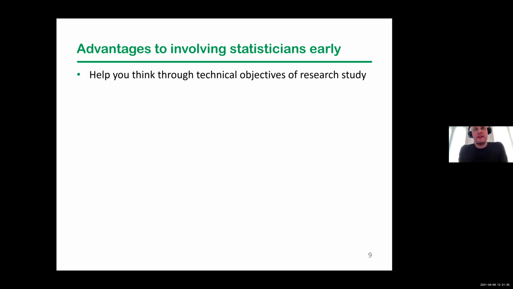So what are the advantages of involving a biostatistician early? Well, as I've said a couple of times now, we can really help you think through the technical objectives of your research study. What are your hypotheses? What are the data that you can collect? What are the inclusion and exclusion criteria? What is the design? Is it prospective? Is it retrospective? Is it experimental? Is it observational? Longitudinal, cross-sectional? There's so many things you can think about, and they have whole courses on this stuff at the Rollins School of Public Health if you're interested.